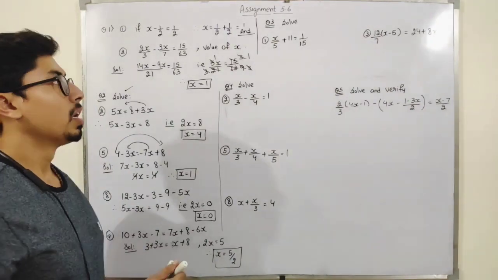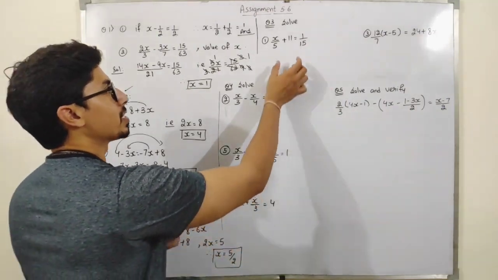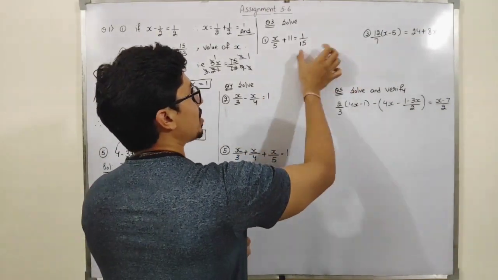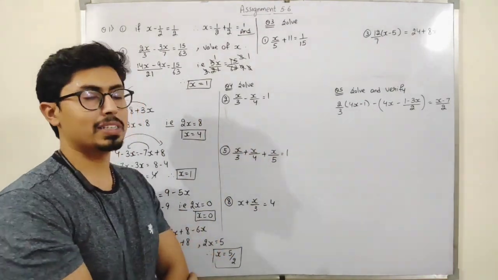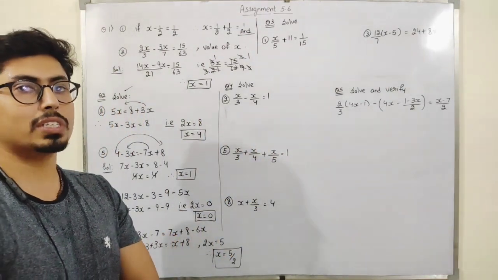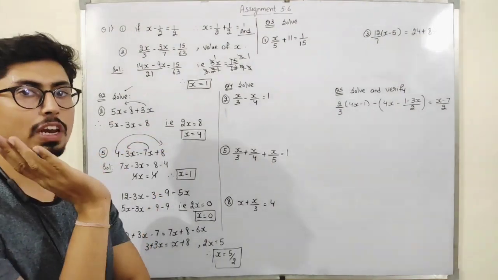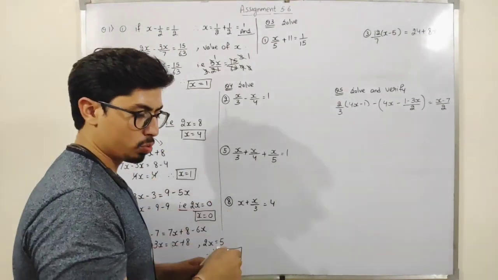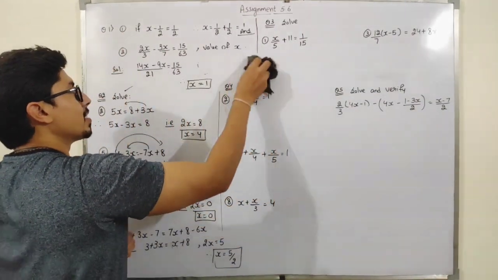Now students, moving forward to question number 3. Question number 3 is this. I have to solve these two parts. It consists of 3 parts, out of which I am discussing 2 parts. See, this question is also the same students. I have to just solve and find out the value of the variable. That means I have to find out the value of x. What can we do students in this? See, I can write it like this.